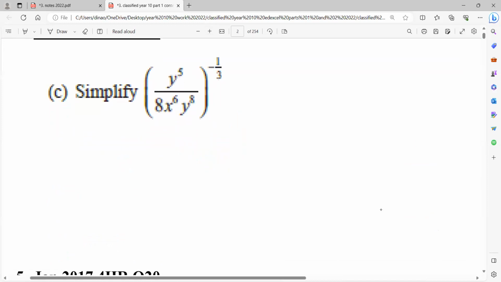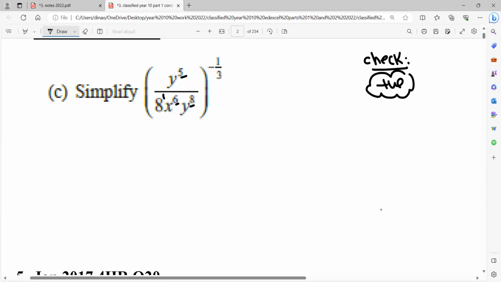Okay. Now, as we can see, the powers, if it's blurry a bit, are y to the power 5, 8, x to the power 6, y to the power 8, and the power outside, as you can see, is negative. So let's do the checklist. Let's do some checks. First, identify the powers inside. All the powers inside are positive, and actually 99.9%, meaning most of the questions in your past papers, all the signs inside are the same.